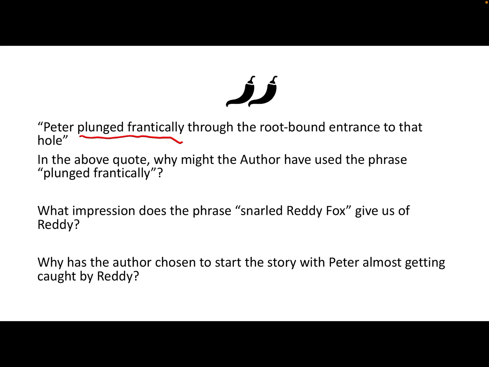And our final question is, why has the author chosen to start the story with Peter almost getting caught? Maybe that's what the story is about. And actually, to start our stories, and this is a good technique you can use, we called them ing openers for our narratives. It's good to start in the middle of some action. It draws your reader right in straight away to what's happening. They buy into the story, they've got a bit of action, and they're caught. We've got their attention now, so it's a really good way to start the story.